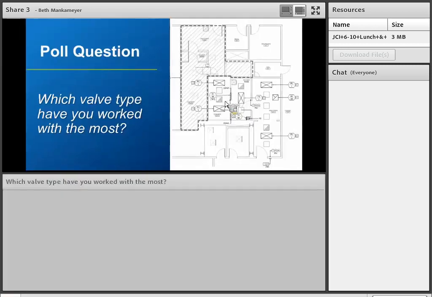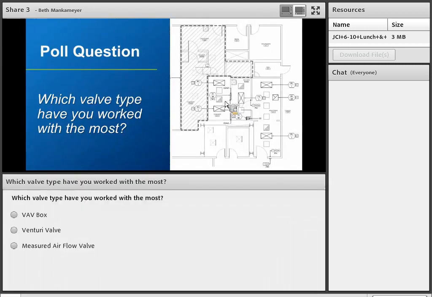So here we're at our second poll question, which is: which valve type have you worked with the most? I'll give you guys a couple seconds to answer this poll question, and then we can see what you guys have.